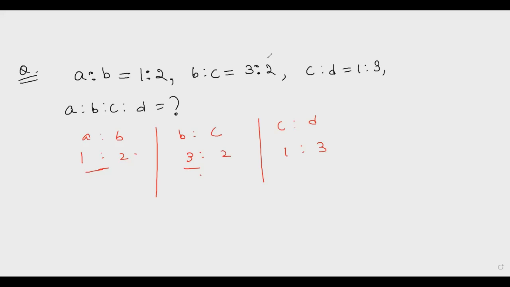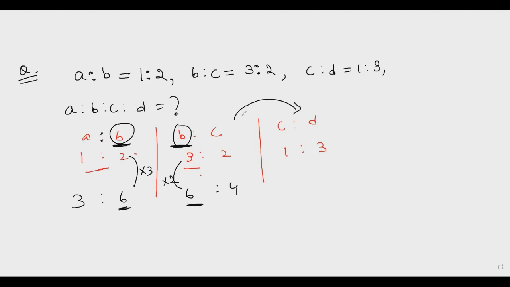So then what is the common value here? The common value here is B. If you take the first and second ratio, how to make them equal? Let's make it 6 by multiplying by 3. And here make it 6 by multiplying by 2. So this will be 4. Is that okay? So far so good. So we are getting here 6 and 6.